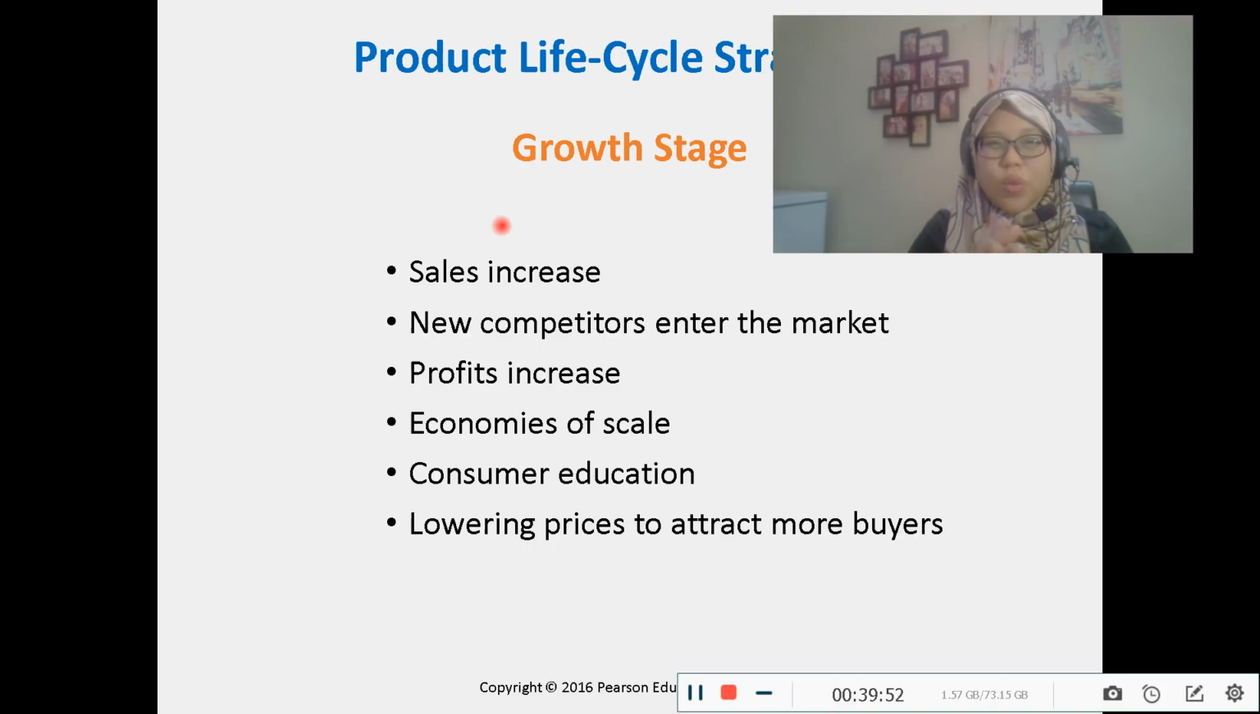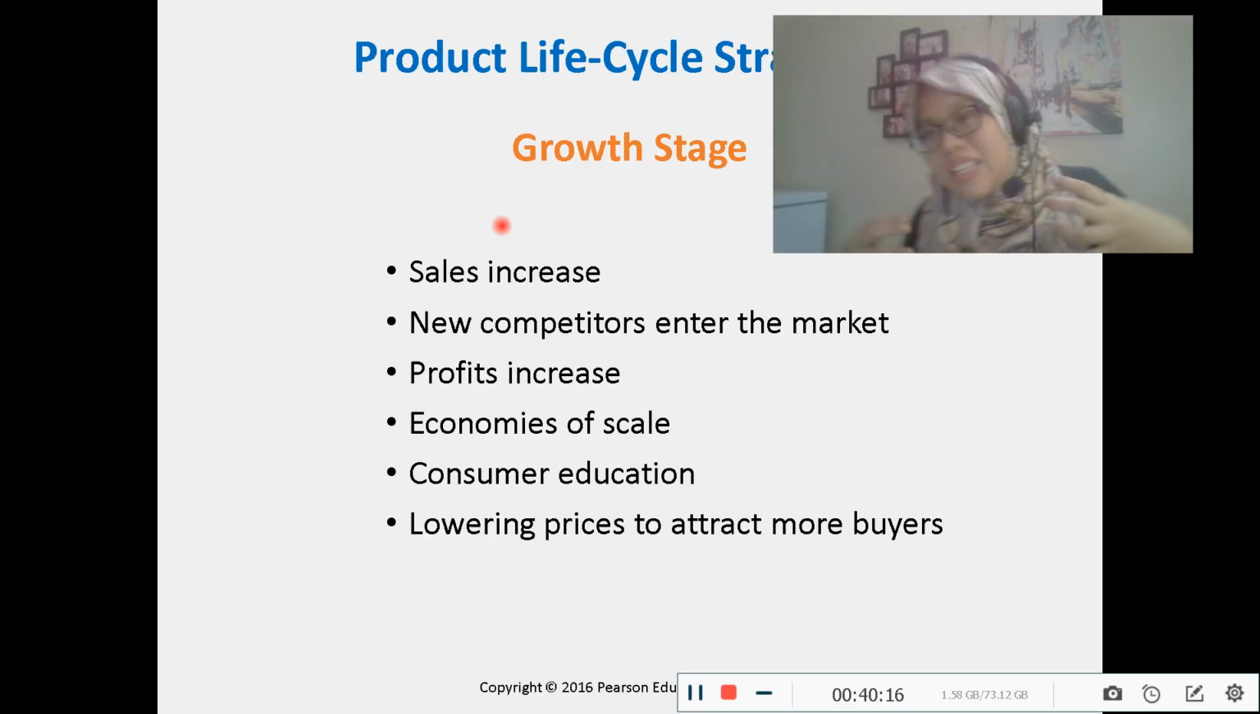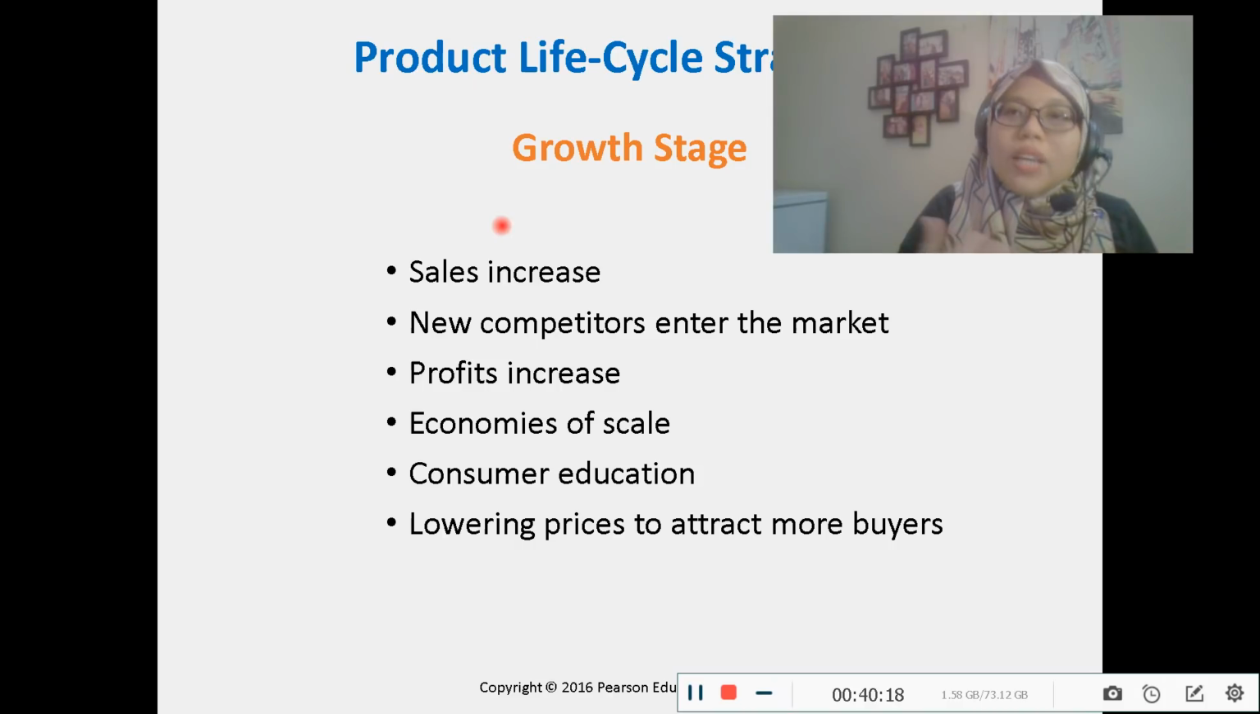Okay, profit increase, and then consumers started to know about your product. They don't really know. So the marketing strategy that you can do is you try to lower your price. Sebab itulah kita do sales promotion. Okay, because you would like to excite them to buy your product. So these are the marketing strategies that you can do in the growth stage.